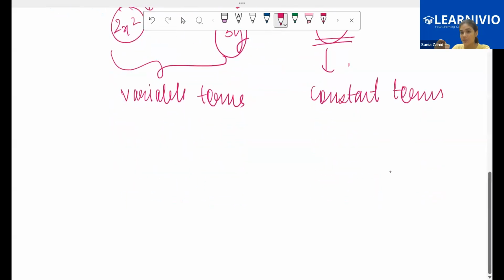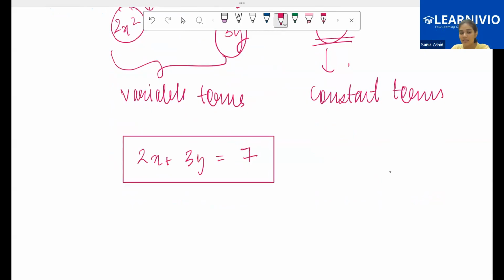Okay, now what happens if you write an expression in such a way that it also includes an equal to sign? For example, I say 2x plus 3y is equal to 7. This is my expression now. It also has an equal to sign. So now this is known as an equation. What is this known as? An equation. Do you understand this? Yes, ma'am.